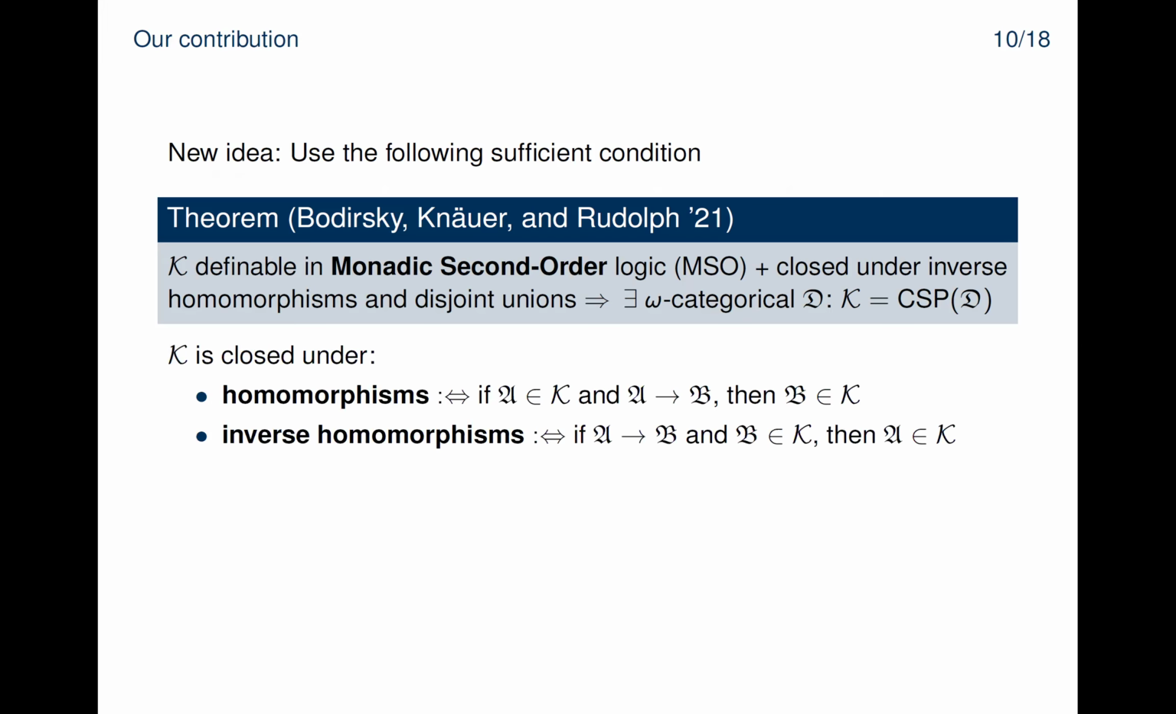So just writing down the definition of this closure property. Closure under inverse homomorphism we've seen before, right? If we have a homomorphism from A to B and B is in our class, then A should also be in our class. Homomorphism is the other way around. If we have A in K and A maps to B, then B should be in K. And disjoint unions, it's simply that we take isomorphic copies of our structures so that the domains are disjoint, and then such a structure must be in our class.